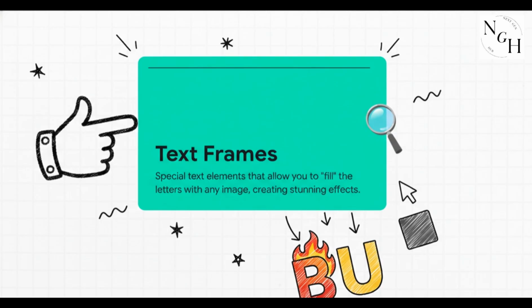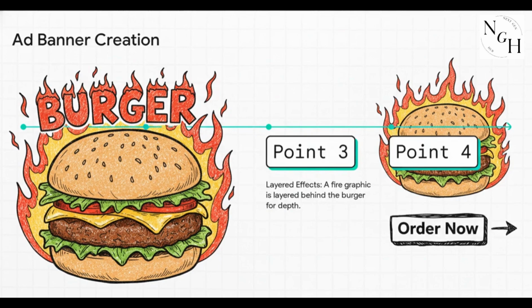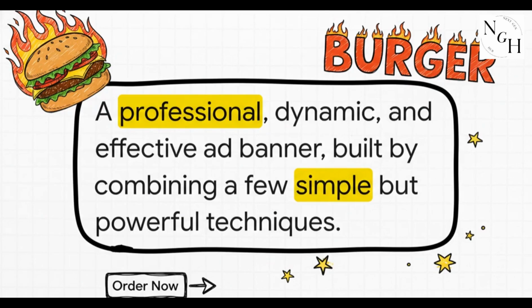It's an awesome effect. So here's the play-by-play. We start with a fantastic, juicy photo of a burger. That's our star. Then we create our fiery text using those frames. Next, we use that same layering trick from the thumbnail to slide another fire graphic behind the burger to add even more depth. And finally, you have to add the most important part of any ad, the call to action, that Order Now button. And there it is, a sizzling, professional, and really effective ad banner.